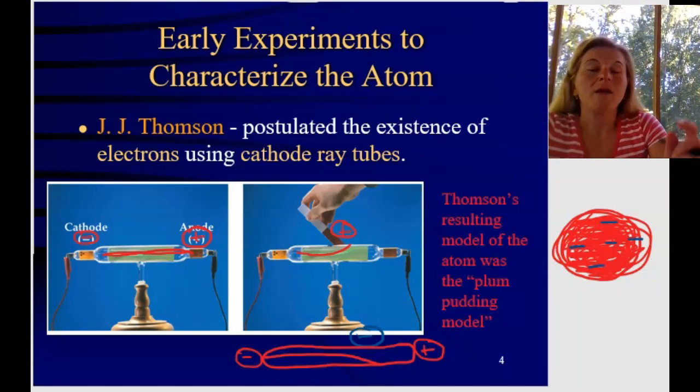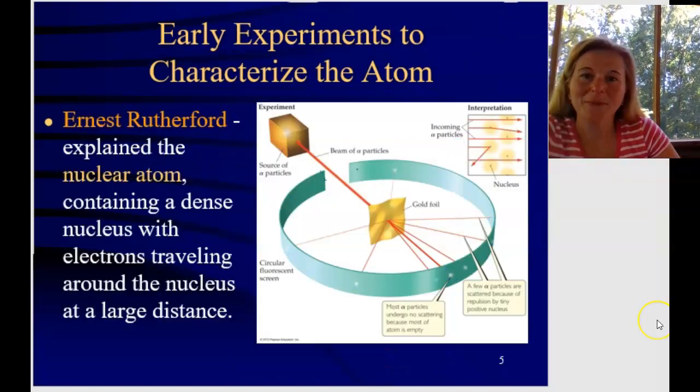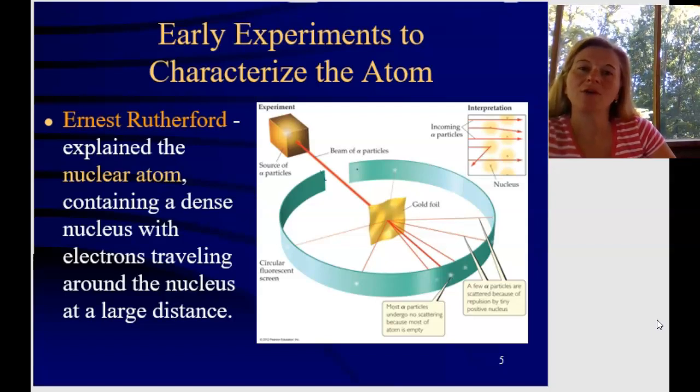All right. Then the next experiment, do you remember? Rutherford, right on the heels of Thomson, said, I wonder what else is going on inside that atom. And so he took a piece of gold foil and surrounded it by fluorescent screening that when hit with energy will glow.